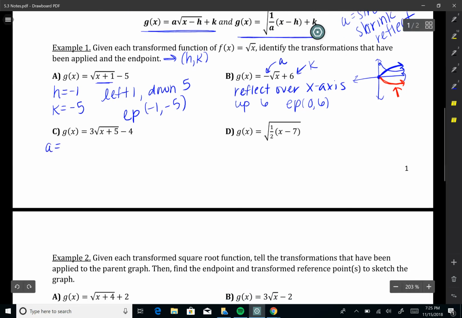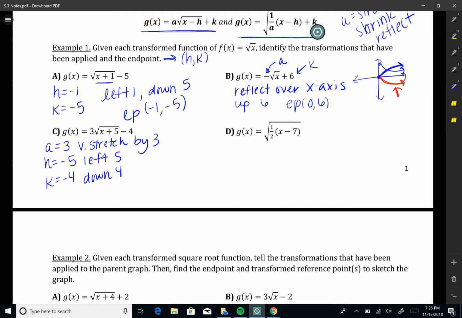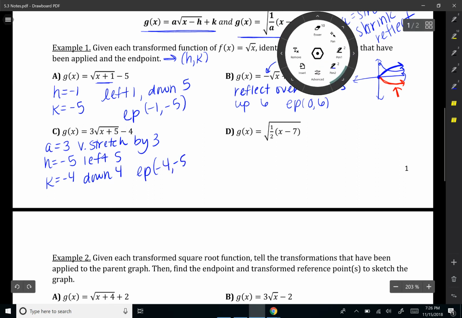That 3 is our a value on the outside. That's a vertical stretch by 3. Then I have x plus 5, which means our h value is negative 5. So that's left 5. Then I have minus 4 at the end. So my k value is negative 4, and that's down 4. So I vertically stretch this by a factor of 3. Then I move left 5 and down 4, so that my endpoint is now at the point negative 5, negative 4. I'm sorry, I just wrote that backwards.